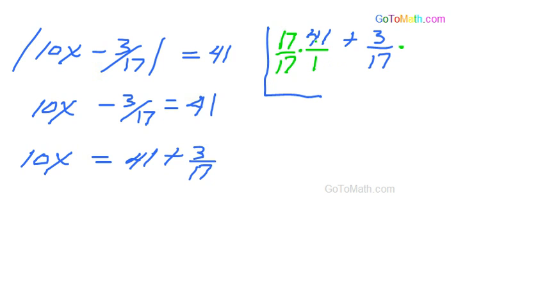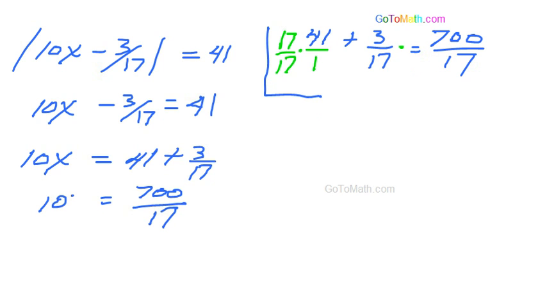And so we just need to multiply 17 times 41. So pretty much that simple, right? So 17 times 41 plus 3. Let's see, let me do that in my head. I think I got that 697 plus 3, and that's going to be a nice 700 over 17. Alright. So this is going to end up reducing to 700 over 17, and then we have 10x.